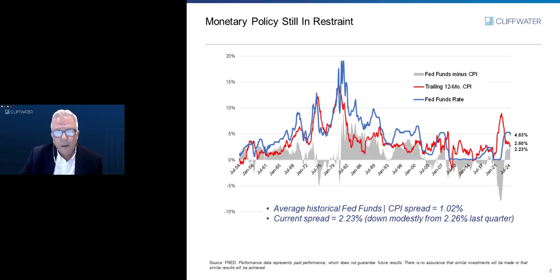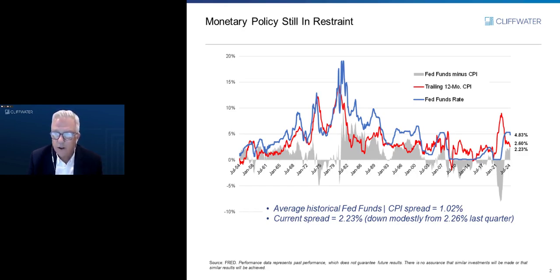Thanks, Phil. My first slide illustrates monetary restraint. Even though we've had a cut in the Fed funds rate, half a percent in September, we're still in basically the same position as we were before the Fed cut rates. On this chart, I'm showing in red the trailing 12-month rate of inflation. If you look towards the right-hand side of this graph, it continues to go down.